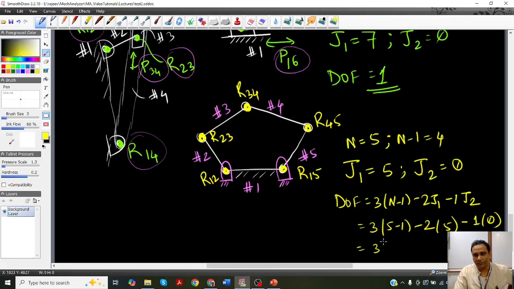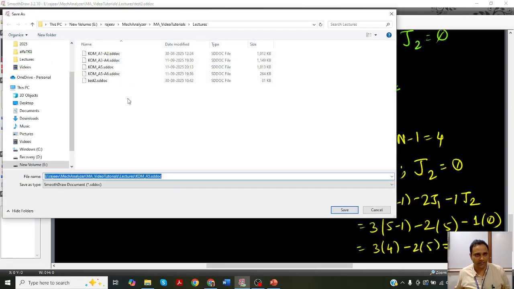5 minus 1 is 4, minus 2 into 5 is, what it means is, if I give the value of this angle theta 1 and let's say this angle theta 5, I'll be able to draw this mechanism. That is what is the big picture. Okay, so I still have to cover the spatial mechanism, degree of freedom. Let me try to save this and start a new.